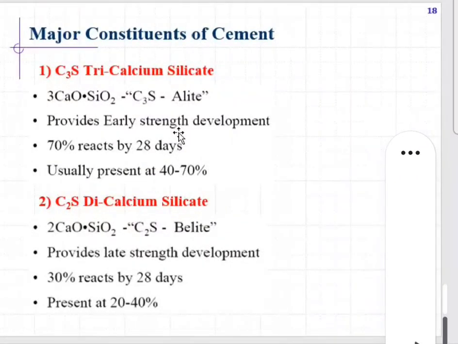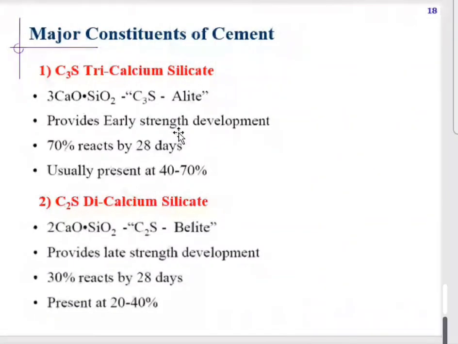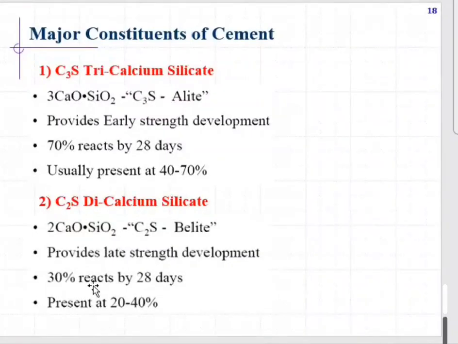70%, it will react by the 28 days, and it is usually present about 40 to 70% within the cement, this alite component. However, talking about the belite component, which is responsible for the later age strength, it will give you the strength at about 6 months, 1 year. It will give the reaction about 30% at 28 days. But this 70% reaction will complete in the later ages. So it is present about 20 to 40% in the cement.